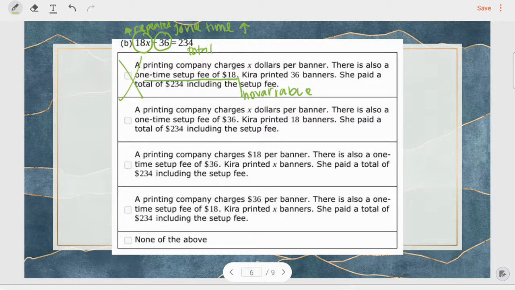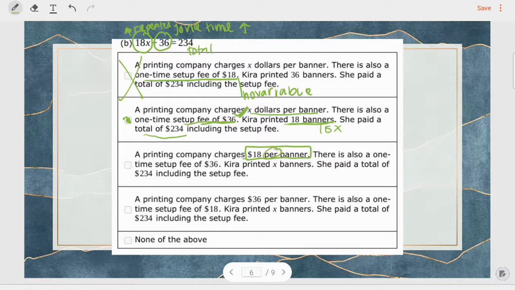A printing company charges X dollars per banner. There's also a one-time setup fee of $36. So far, so good. There's my one-time fee. 36 matches. Kira printed 18 banners. So $18 per banner, 18 banners, 18x. Woohoo, that matches. She paid a total of $234, including the setup fee. That is a winner.